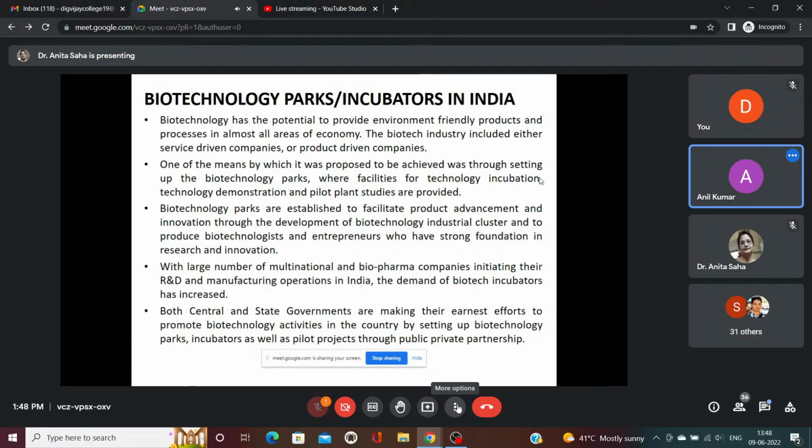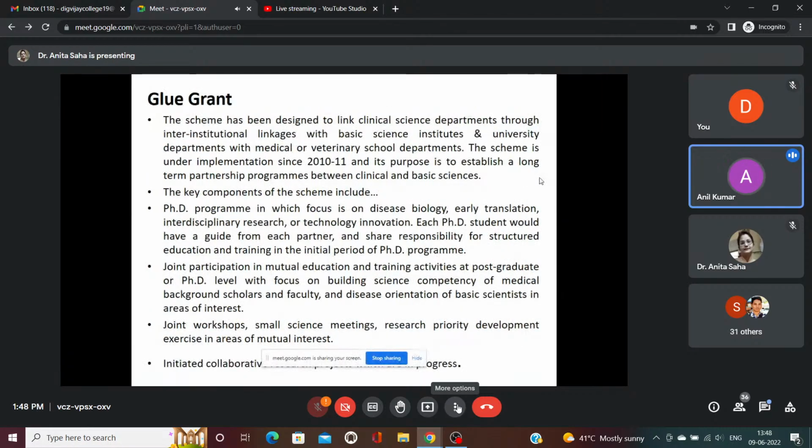The next grant is the GLUE grant. This is also very important for our state, Chhattisgarh. The scheme has been designed to link clinical science departments through inter-institutional linkage with basic science institutes and university departments, with the medical or veterinary school departments. They are providing support for linking different institutions, particularly for clinical science investigation for our society, meaning the society of our Chhattisgarh state.